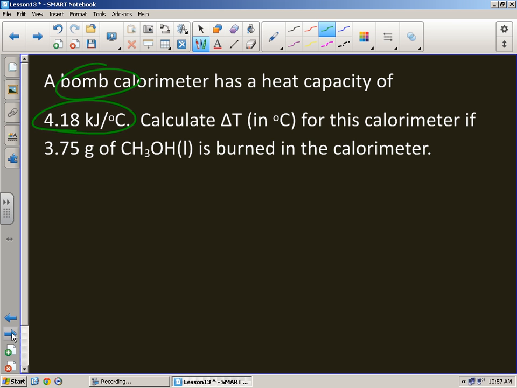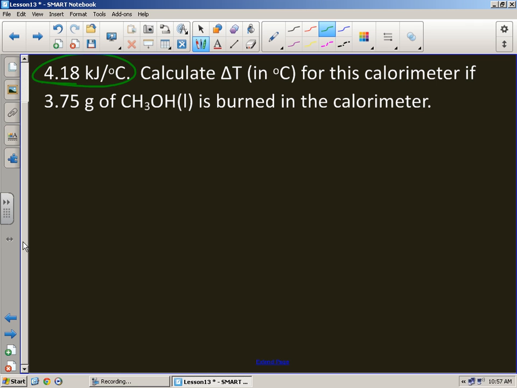There's another key. If you don't know bomb, you know kilojoules per degree Celsius. That's big C, right? So we know it's big C already. All right. Calculate delta T. 3.75 grams. This is methanol. That's okay. You don't need to know that yet. You'll learn that in Unit 3. CH3OH is burned in the calorimeter.